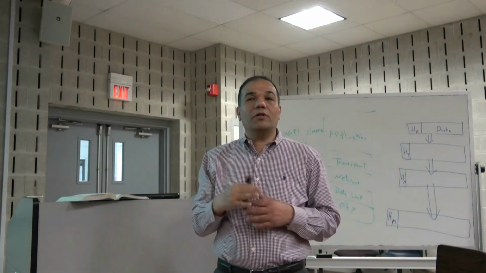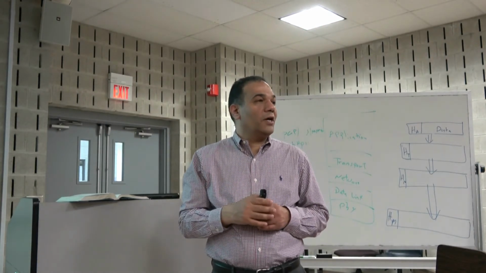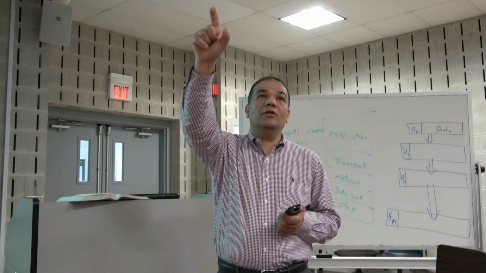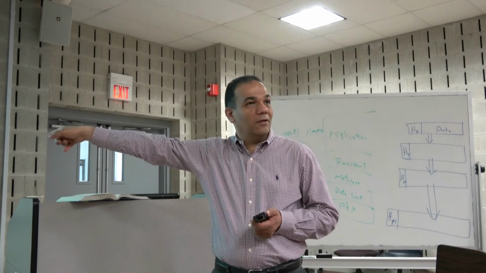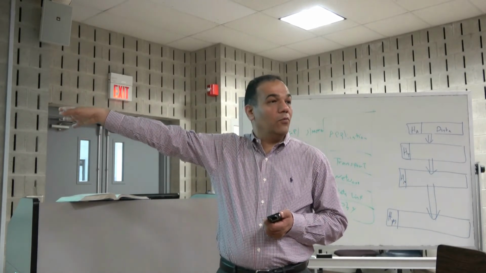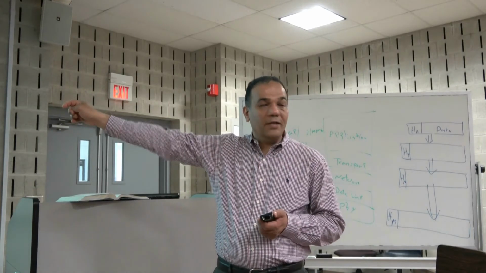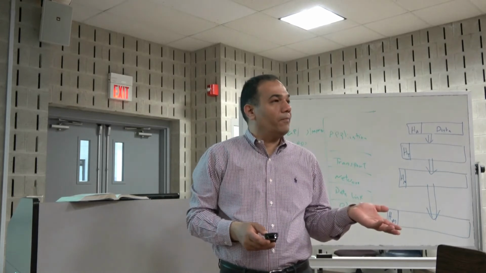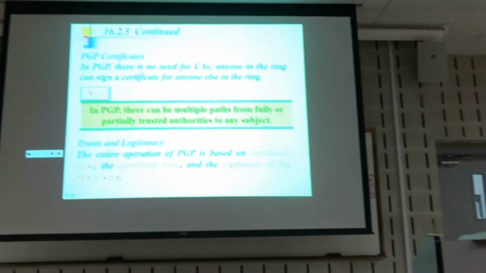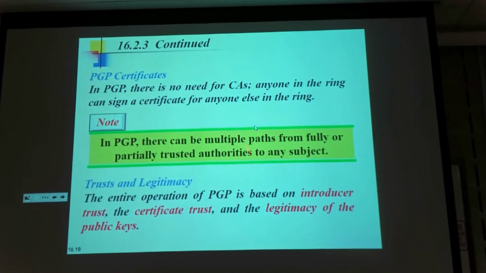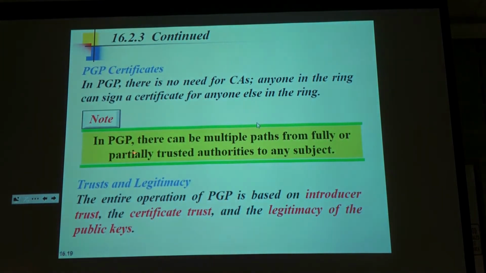Usually with a certificate authority, when we sign, we send the request to the third party, asking them please sign for this, and they send the signature to the person. Like a middleman, a trusted center. Here, if you are in the same ring, you could sign for anybody. So in PGP there can be multiple paths from fully or partially trusted authorities to any subject. We'll see an example now.